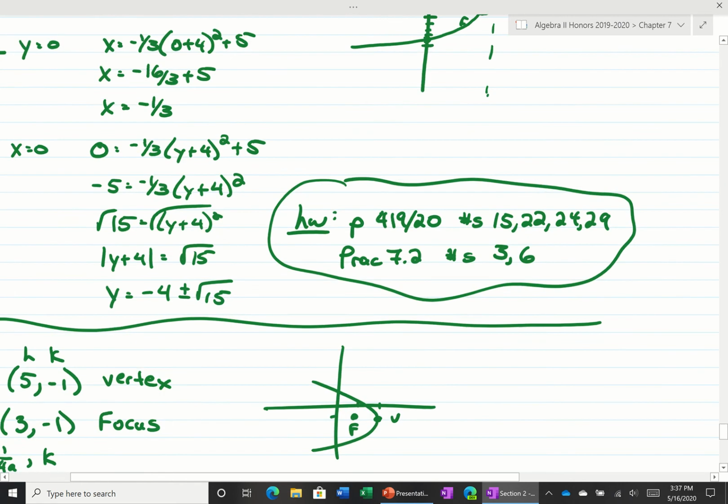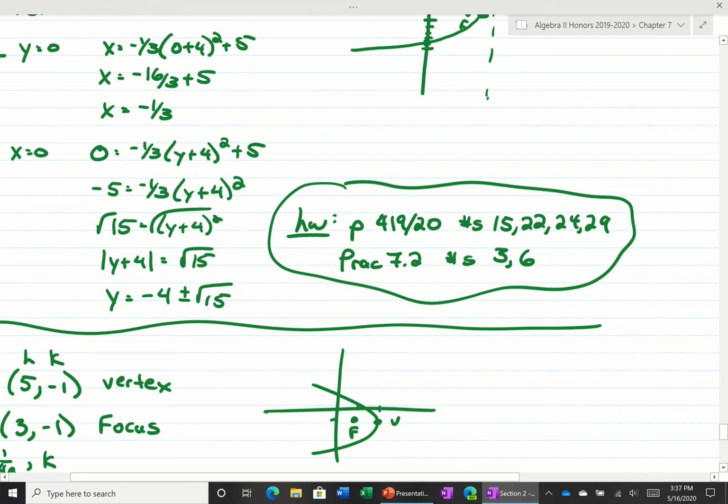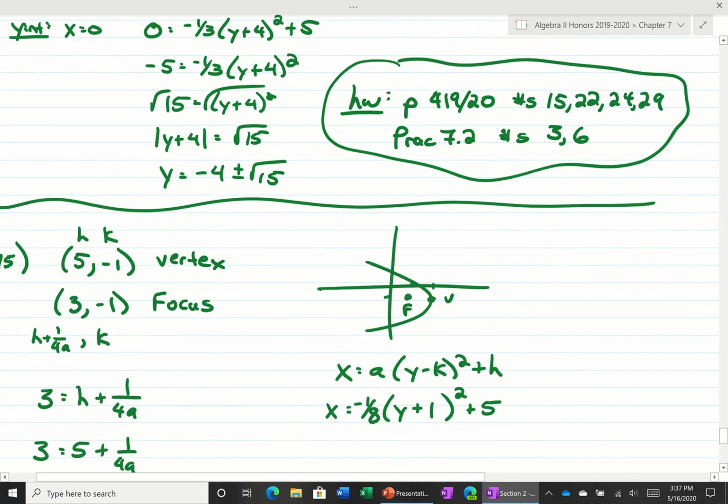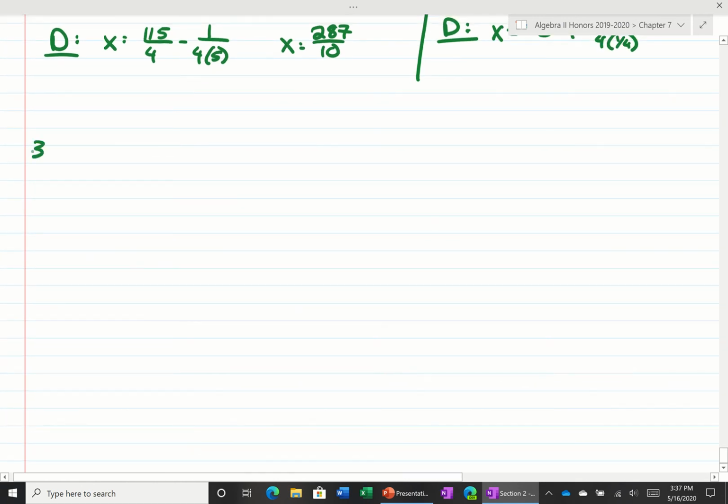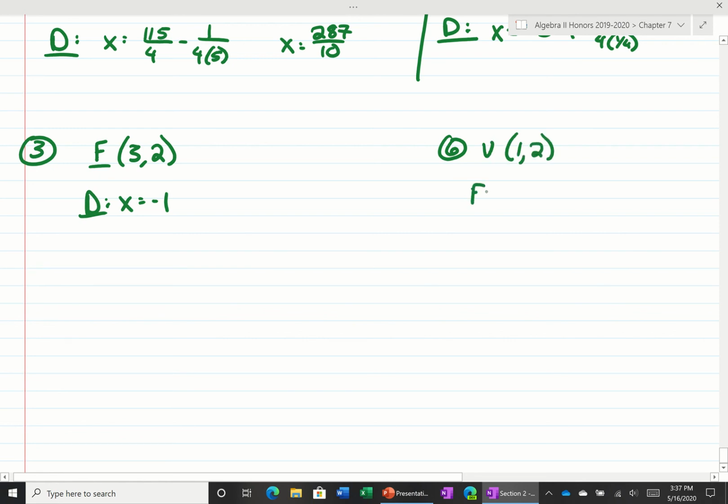All right, and I asked you to do numbers 3 and 6 on the practice worksheet. For number 3, we have a focus and the directrix, and then for number 6, we have a vertex and focus. We'll just do those quickly here. Problem number 3 on the worksheet, we know that the focus is 3, 2, and we have a directrix of x equals negative 1. And for problem number 6, it says the vertex is 1, 2, and the focus is 6, 2. We just have to get the equations.